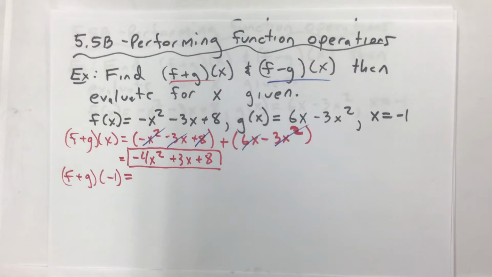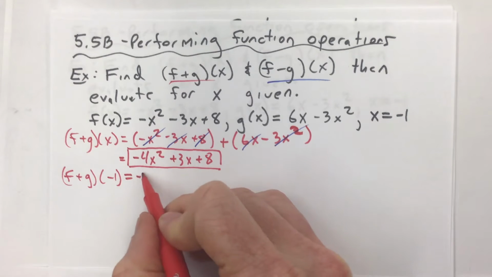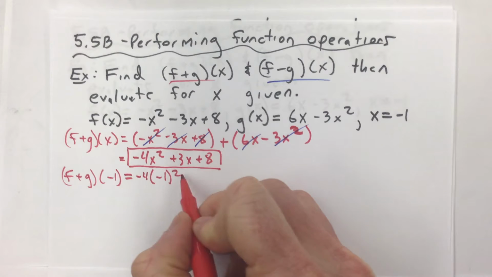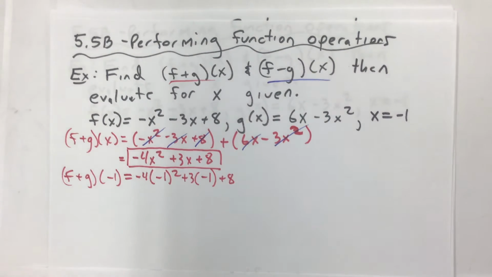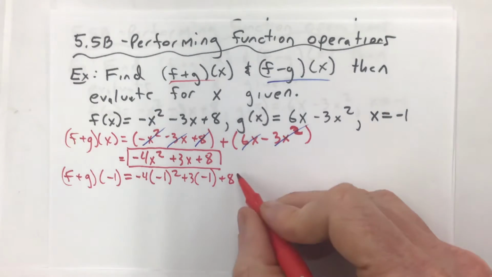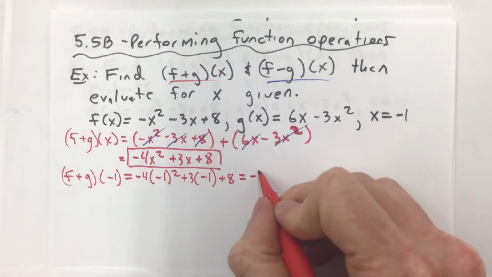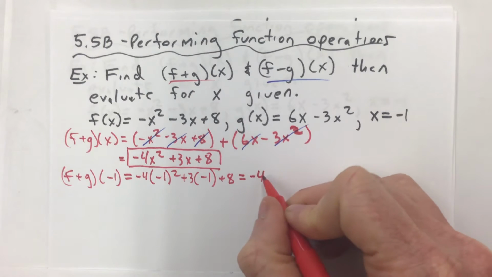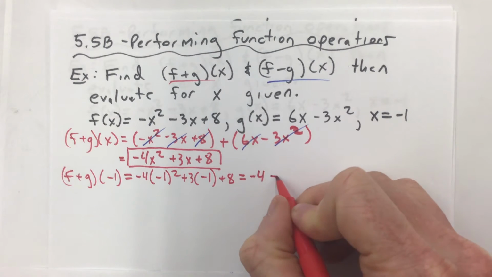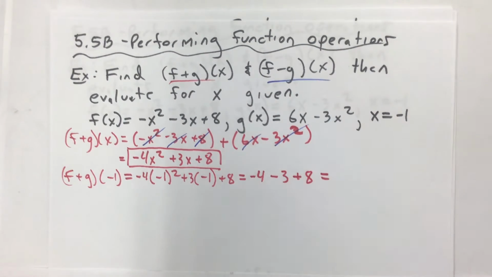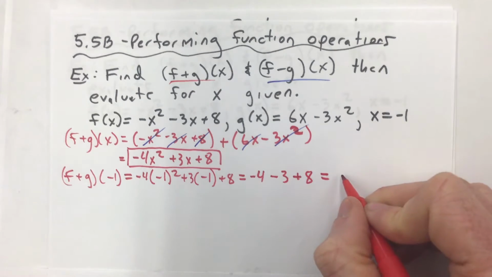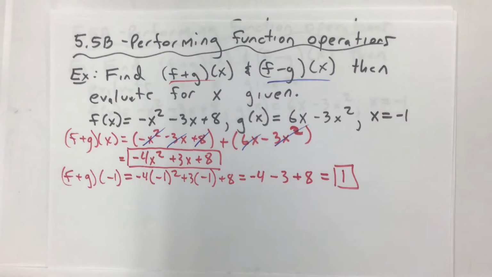This means that I take -1 and I plug it into this function. So -4 times -1 squared plus 3 times -1 plus 8. Gives me -4, -1 squared is 1, times 1 stays as -4, plus 3 times -1 is a -3, plus 8. -4 minus 3 is a -7, plus 8 is a +1. So once I add them together, I can evaluate the function f plus g of -1 is +1.